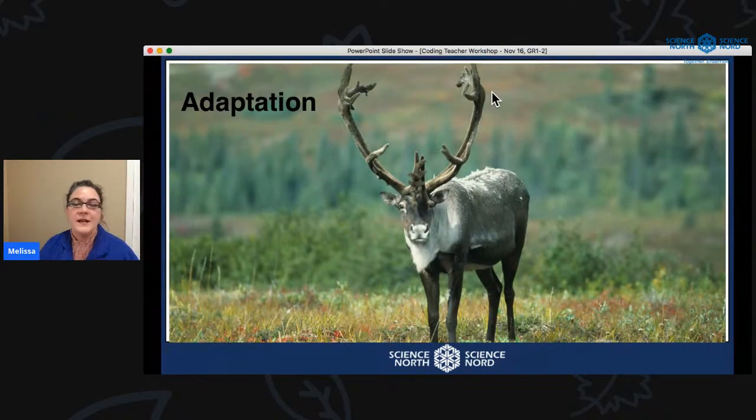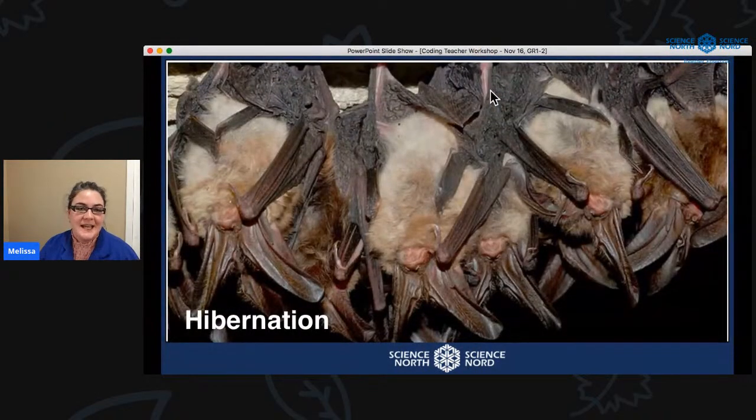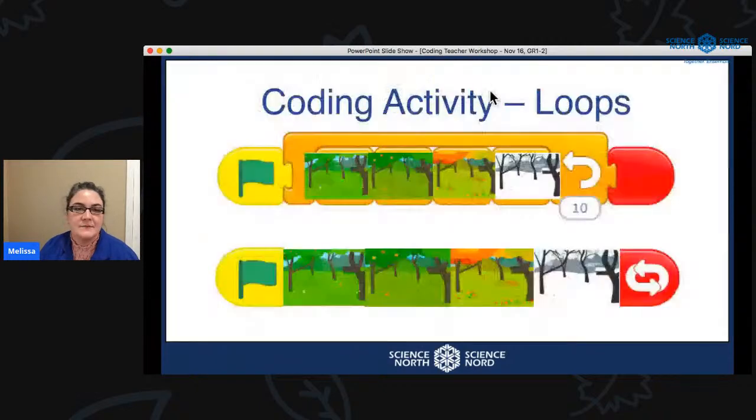Now we have a caribou. They will shed their antlers seasonally, so that's an interesting adaptation. And we have these cool bats that hibernate.